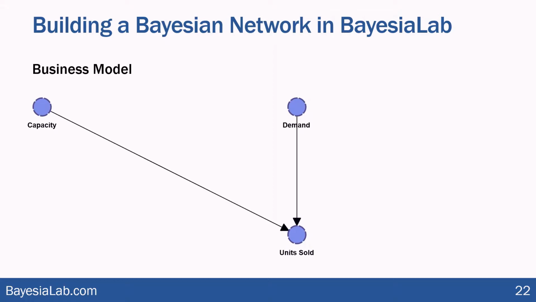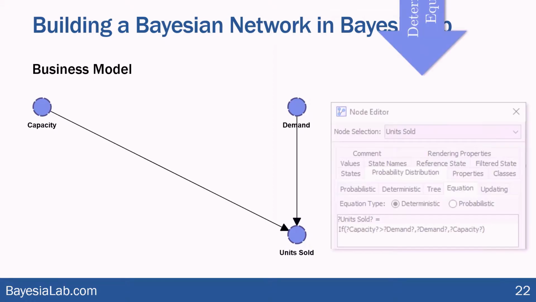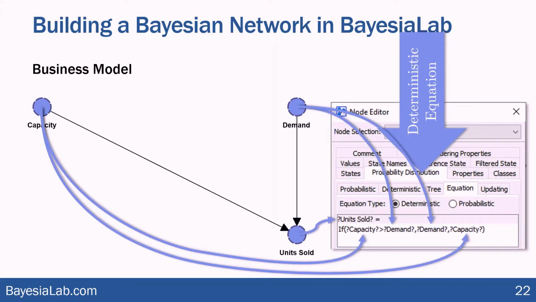Now, typically, as we set up Bayesian networks, we would now generate a conditional probability table and fill out that table either with our domain knowledge or we would learn that from data. Here, however, what we're going to do is we will enter a deterministic equation in the node editor. This is quite practical in those cases when there is in fact a logical, a deterministic relationship between nodes. So here in this case, it's a very simple if-then statement. If the capacity is greater than demand, then actually the demand is the actual number of sales we can make, etc. Very straightforward.